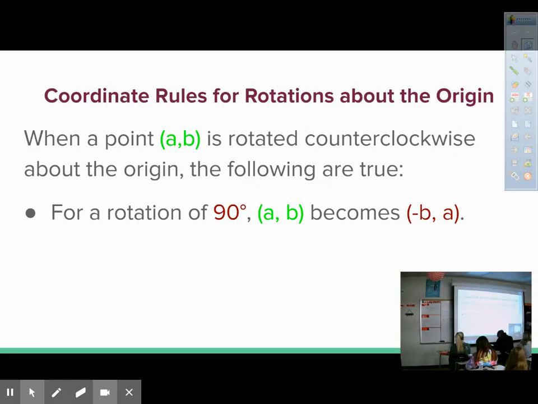So in your own words, for number one, what you need to say is flip your x and y coordinates and change the sign of your original y coordinate. Over there where it says in your own words, number one, you're going to put flip the x and y coordinates and change the sign of y.